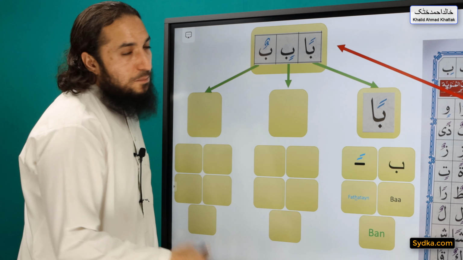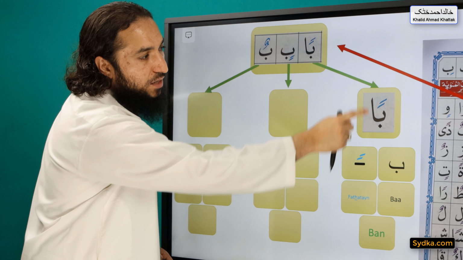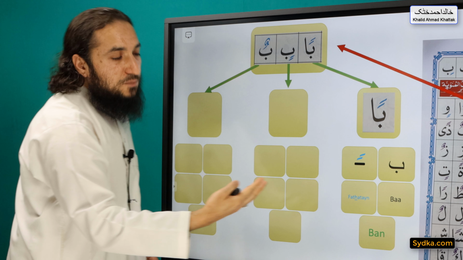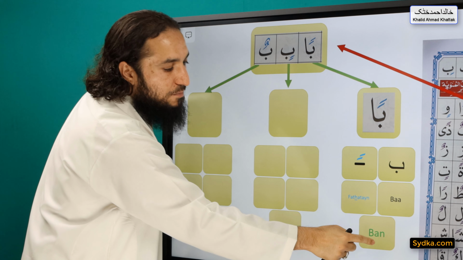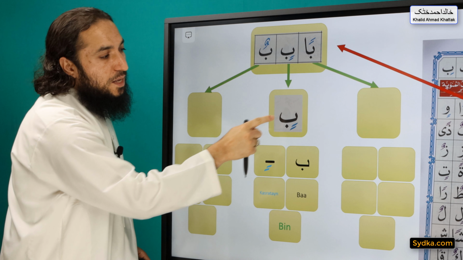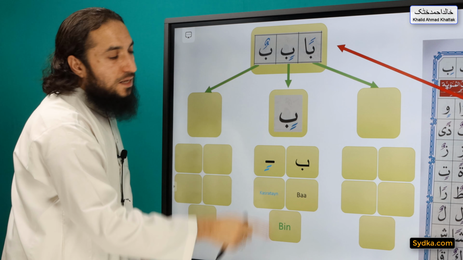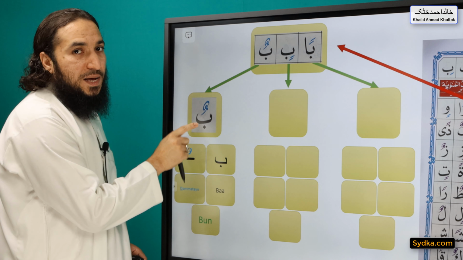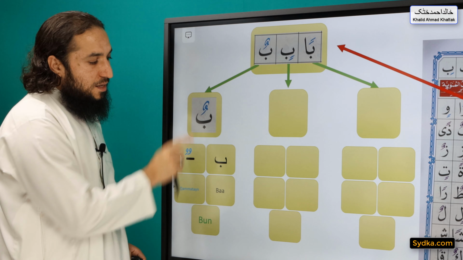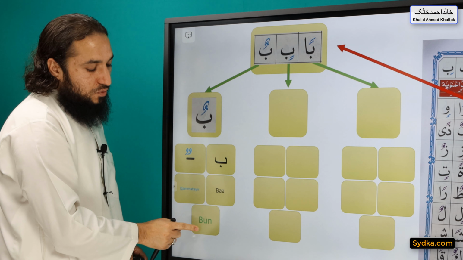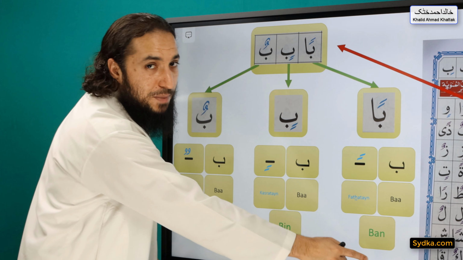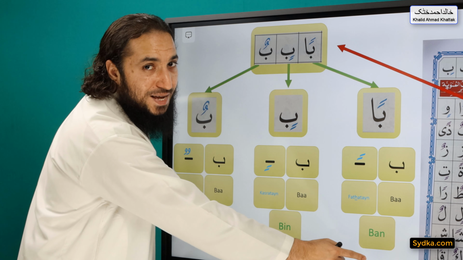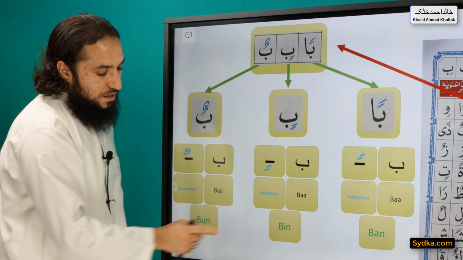The next one is ba. Can you see here? It's ba. The alif is silent here again. Ba fathatain ban. That's how it is pronounced. Ba kasratain bin. Ba dhammatain bun. Ban, bin, bun. Ban, bin, bun.